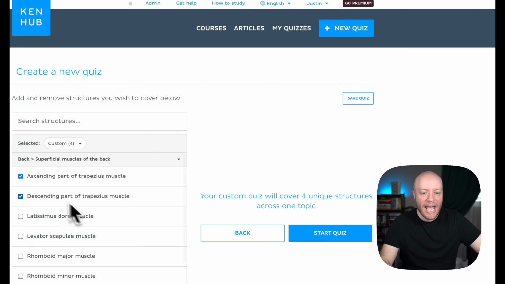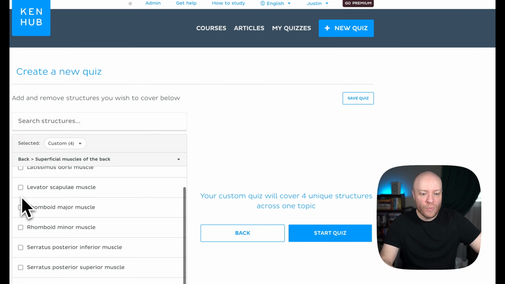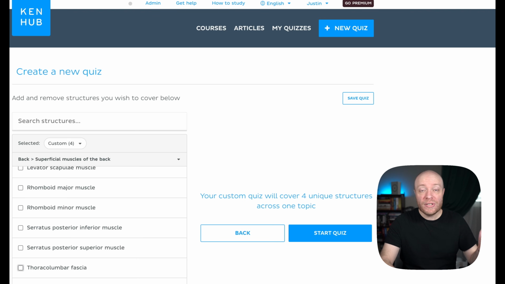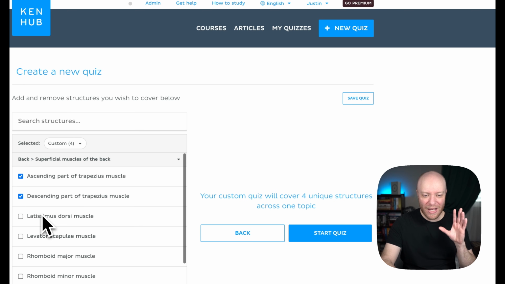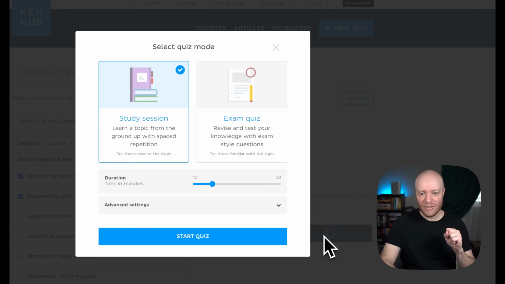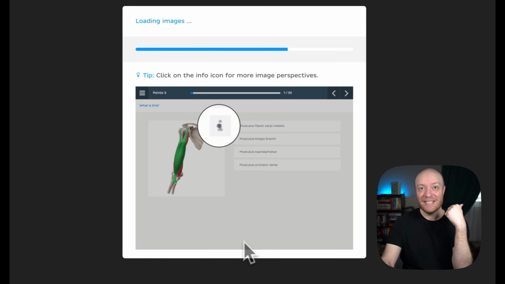So I've gone ahead and already selected, just with these boxes here, just the trapezius. I navigated through the custom quiz and decided to avoid some of the other muscles we haven't discussed, just so we can make this as streamlined as possible. Now that I have those, I'm going to hit start quiz. This is also cool: you can decide, do you want to do a study session? Do you want to do an exam quiz? I want to do a study session quiz, so I'm going to reduce the time frame to 5 minutes. And from there, I'm just going to click Start Quiz.